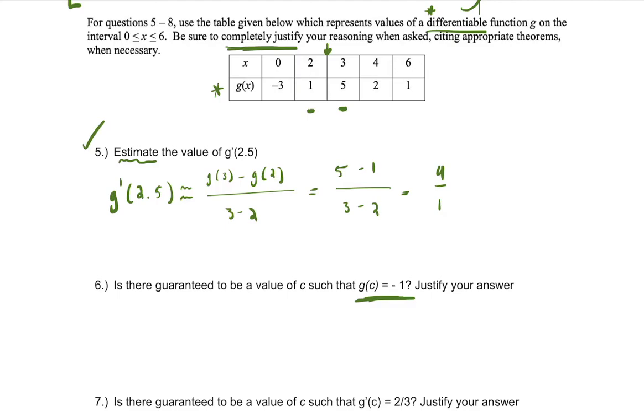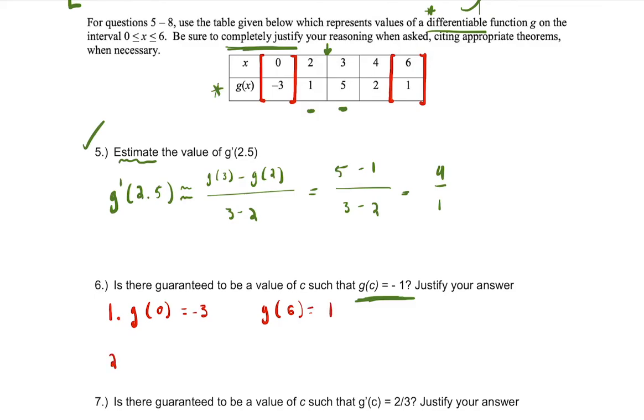And so I don't see any actual values of g equals -1. However, I do see, and there's a bunch of different choices you could make here, I'll just use the full interval. If I look at g of 0 and I look at g of 6, they're -3 and 1. And so -1 falls between those. And so here's the most succinct way to write this. Here's exactly what I would write. I would say g of 0 equals -3, g of 6 equals 1.